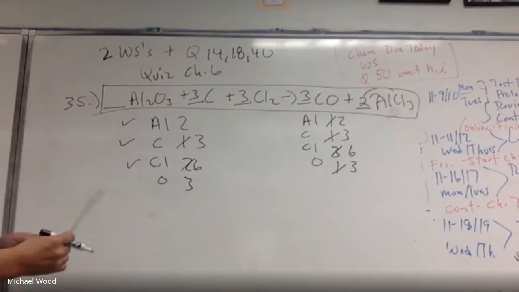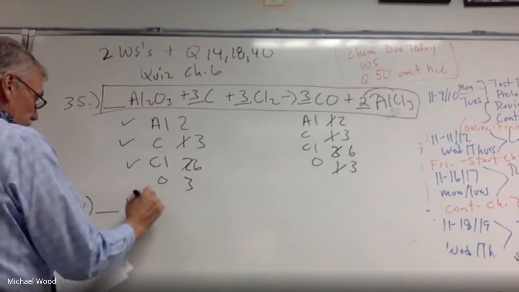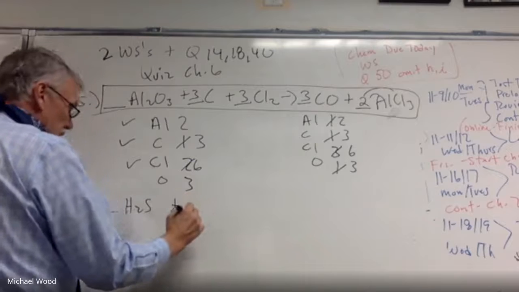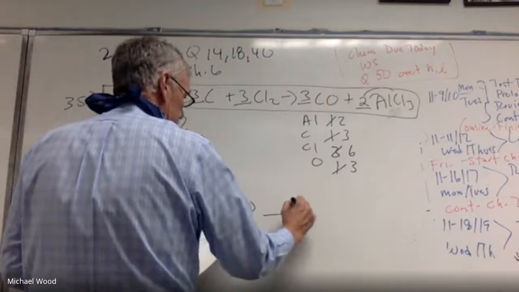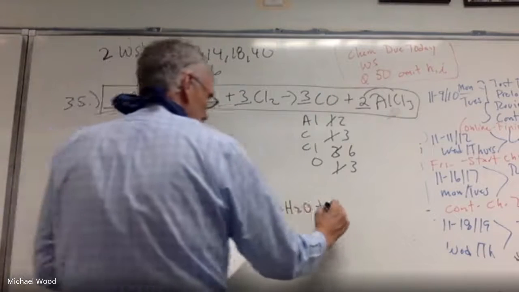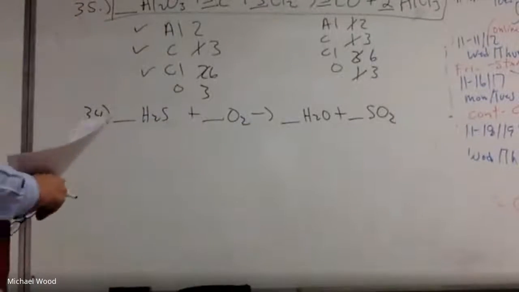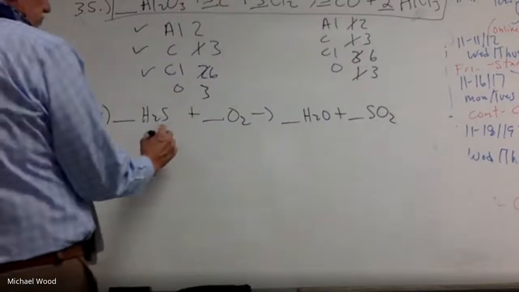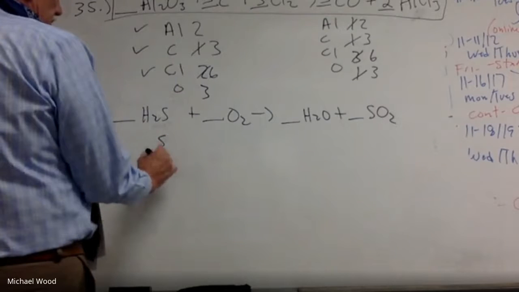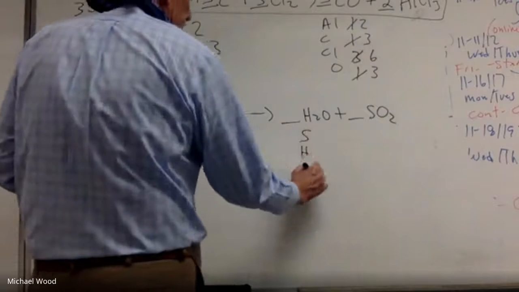Okay, so let me go on to 34. Okay, so there's the reaction. So again, what I'm going to do is a counting. And again, I always say oxygen to the very end and then hydrogen second from the end. So I've got sulfur, hydrogen, and oxygen. So I'm going to count them up.